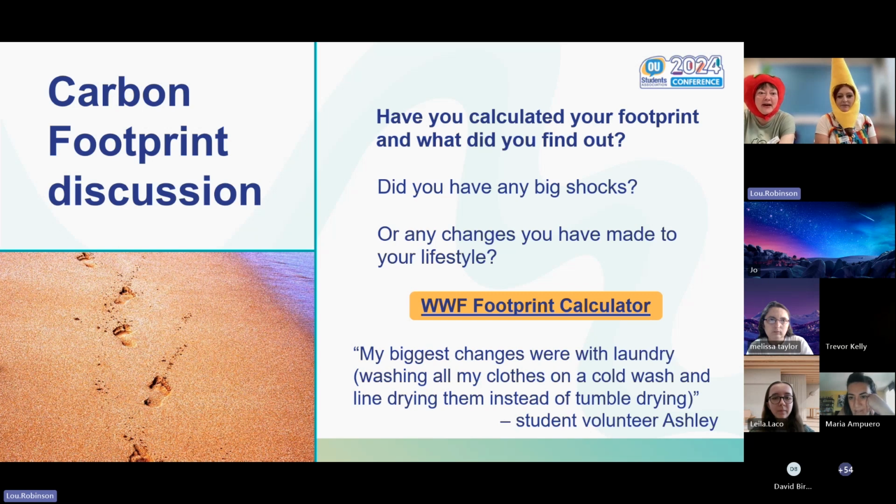Okay, yeah, so carbon footprint discussion. Have you calculated your footprint and what did you find out? We did share before this session, through various links, how you could calculate your own carbon footprint. I did it a while ago, so I redid mine this morning, and it has slightly gone up over the last year, to 10.2 tonnes, which is still under the UK average. But my biggest surprise was that just taking one flight within Europe has put it up that little bit.